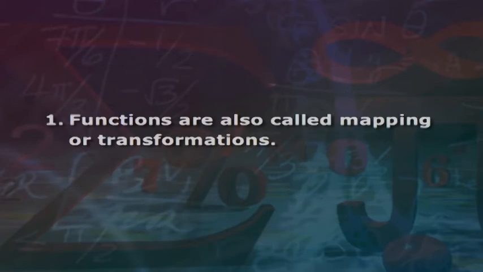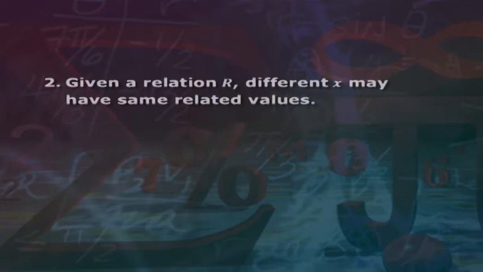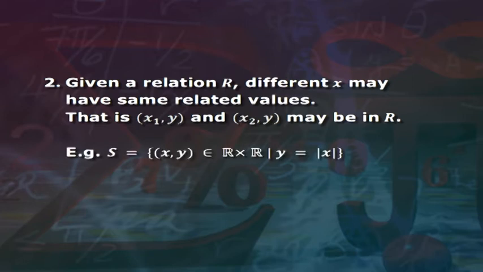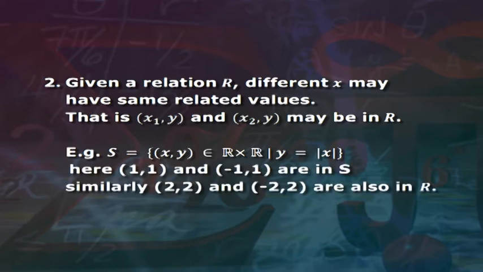Remarks. 1. Functions are also called mappings or transformations. 2. Given a relation R, different x may have the same related values, that is (x1, y) and (x2, y) may be in R, as for example, S equal to the set of ordered pairs (x, y) in R² such that y is equal to the absolute value of x. Here (1, 1) and (minus 1, 1) are in S. Similarly, (2, 2) and (minus 2, 2) are also in S.